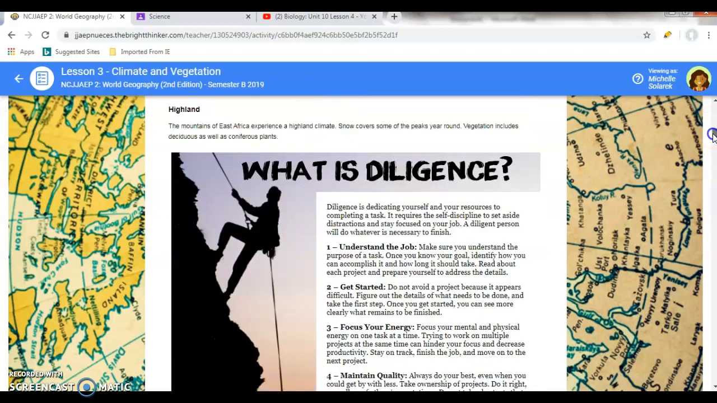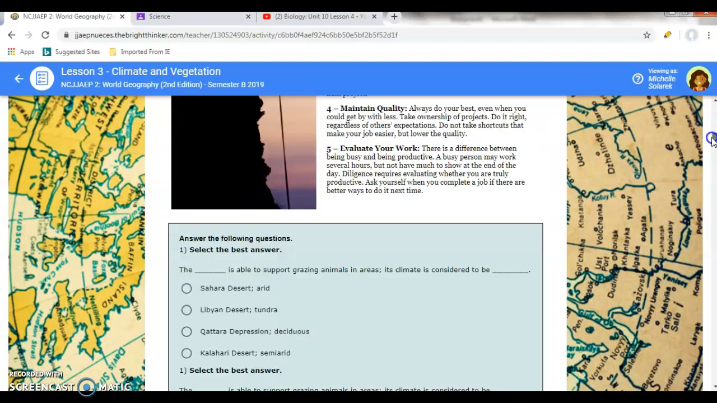And then now we have highland. The mountains of East Africa experience the highland climate, and snow covers some of the peaks year-round. Vegetation includes deciduous and coniferous plants.